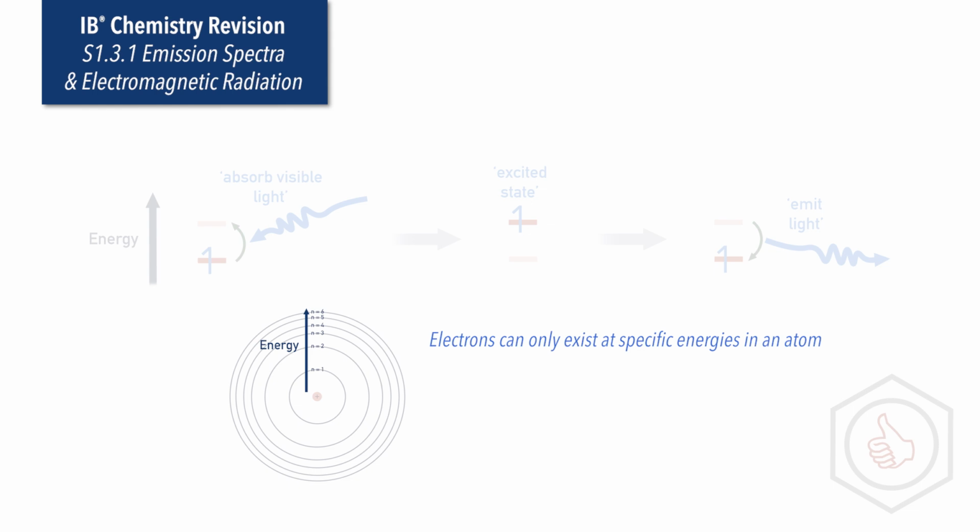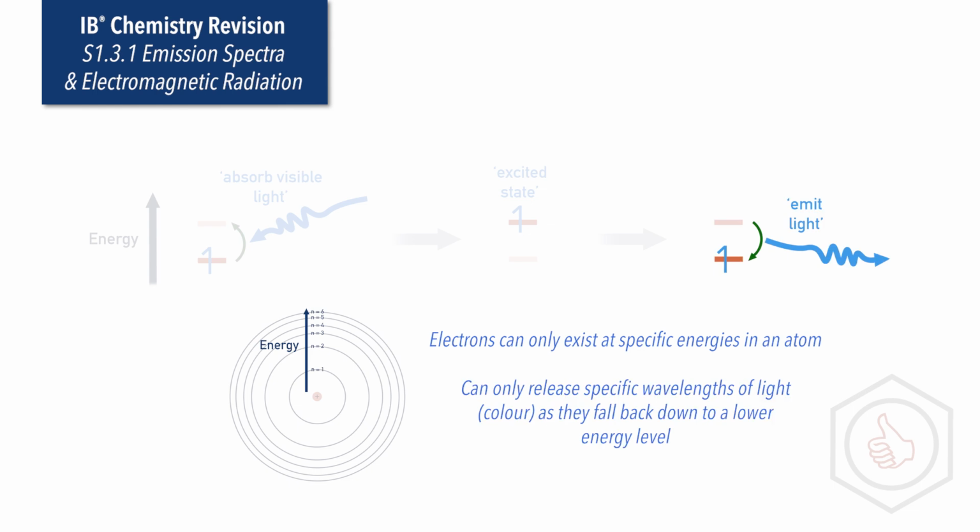This means they will only release specific wavelengths of light, because remember, a different wavelength of light corresponds to a different amount of energy, and as well, a different wavelength of light is a different color. This means if we study the light emitted by an atom as its electrons fall back down to lower energy states, we would see only specific amounts of light being released by that atom. And this is what we observe with an emission spectrum.